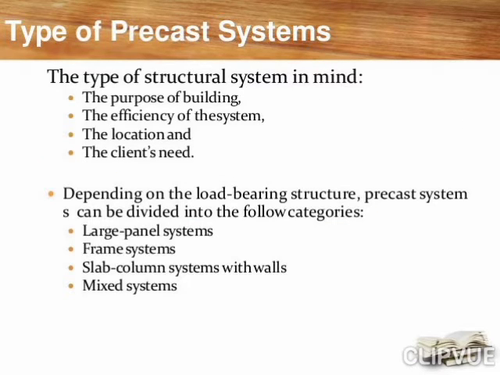Type of precast systems. The choice depends on the purpose of the building, the efficiency of the system, the location and the client's need. Depending on the load-bearing structure, precast systems can be divided into the following categories: large panel systems, frame systems, slab column systems with walls, and mixed systems.